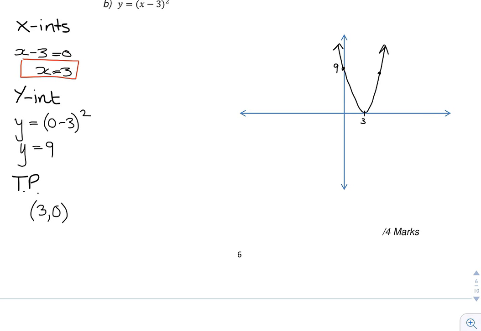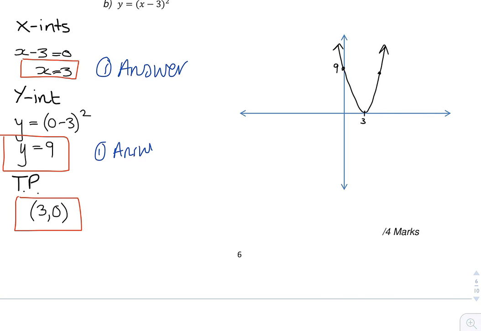When we graph this, we plot the point for our y-intercept at 9, our turning point and x-intercept at 3, 0, and using the fact that it's symmetric about the line x equals 3, we can have a third point at 6, 9. Boxing all of our solutions, x equals 3, y equals 9, and 3, 0, we'll get 1 mark for each of these answers and 1 mark for our graph.